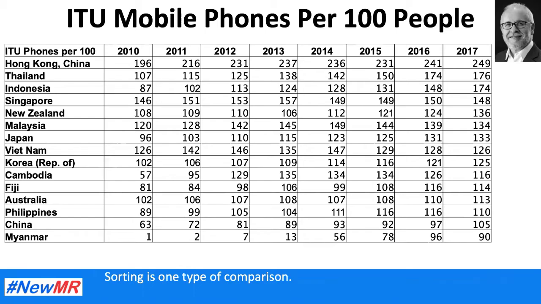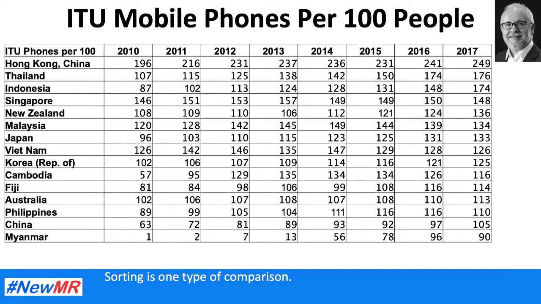And we can see when we sort the data by 2017 that for every 100 people in Hong Kong, China, in 2017, there were 249 phones. That's about 2.5 phones per person because people have multiple phones. It does include tablets if they have the phone ability within them and if they've got a SIM in them and a subscription. And the table goes all the way down to the bottom row.